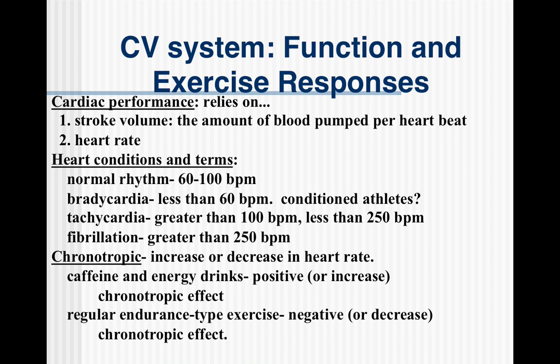A normal heart rhythm for an unconditioned or minimally conditioned adult is 60 to 100 beats per minute. Bradycardia occurs in conditioned athletes when the heartbeat is less than 60 beats per minute. Some ultra-conditioned athletes have pulses of 40 beats per minute or less. Tachycardia refers to a pulse that is greater than 100 beats per minute but less than 250 beats per minute.